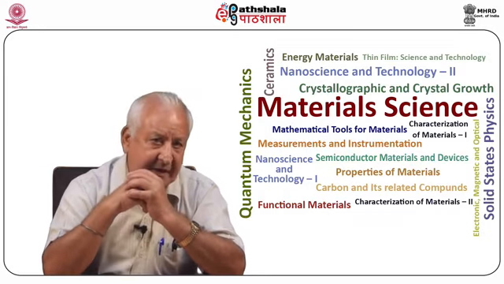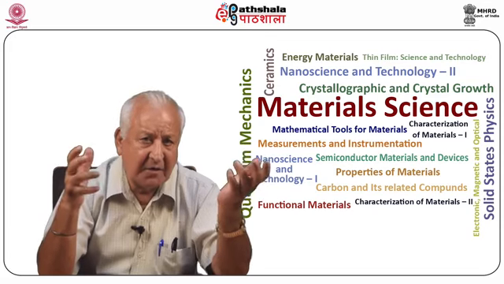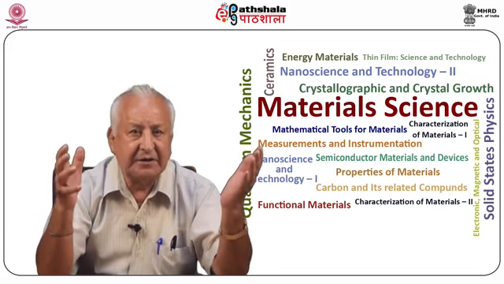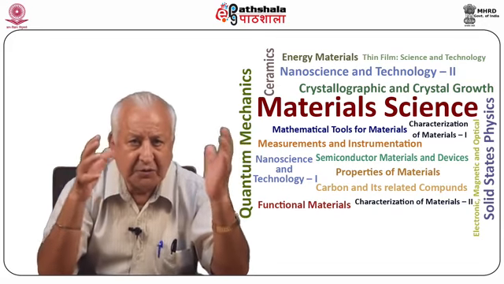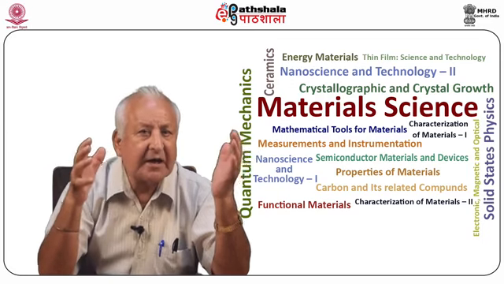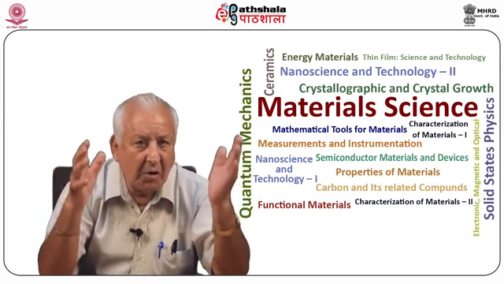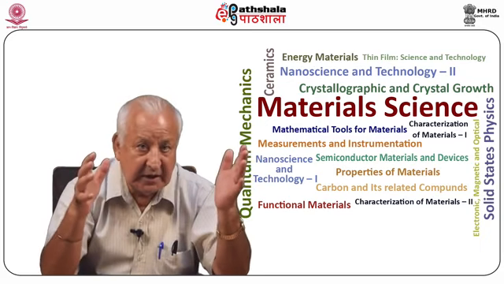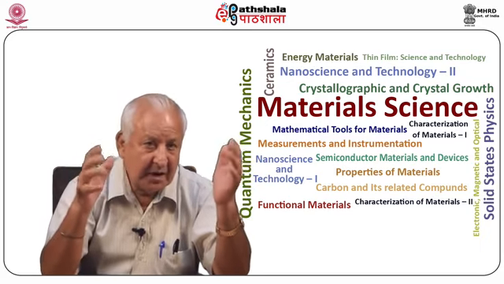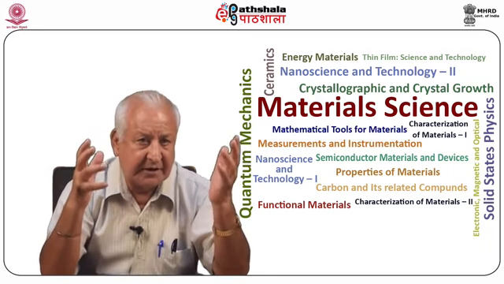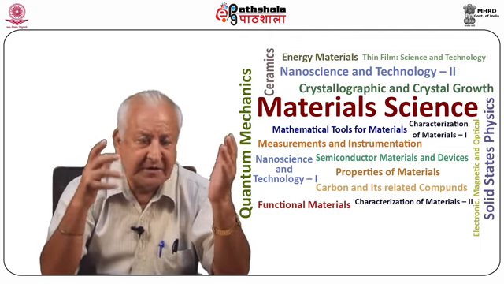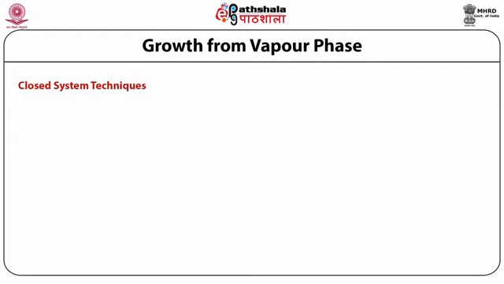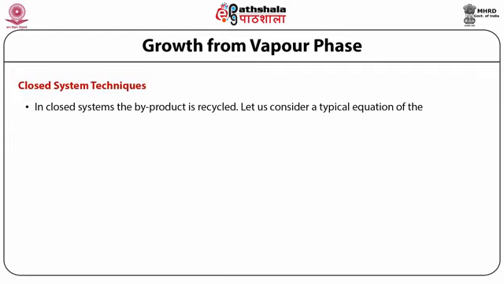Now, growth from the vapor phase. There are methods of growth in which the materials from which the crystals have to be grown are transported to the growth zone as volatile compounds which react or decompose to give the material and a byproduct. The methods involved fall in two categories, namely closed system techniques and open system methods. Closed system techniques: in closed systems, the byproduct is recycled.